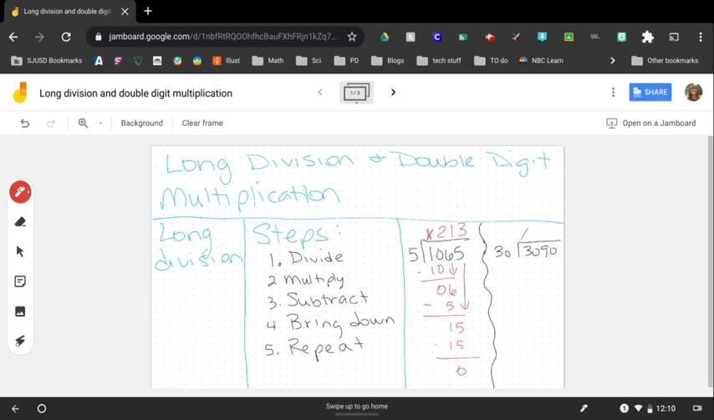30 can go into 3 0 times. So I'm just going to cross that off, put an X there. 30 can go into 30 1 time. 1 times 30 is 30. So I'm going to subtract those, end up with 0. Now I bring down the 9.